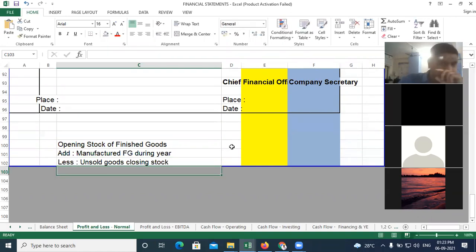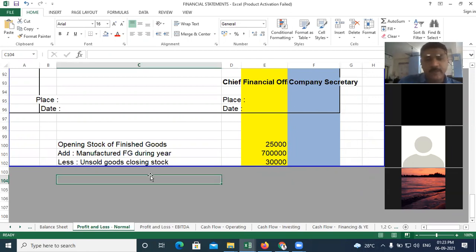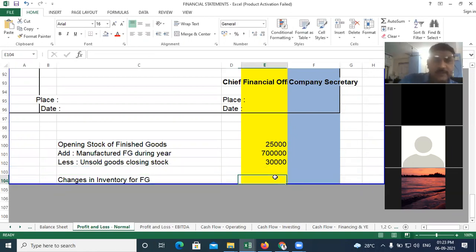Suppose that we had initially finished goods worth, for example, 25,000. In the year we have manufactured 7 lakhs of goods, but at the end of the year we have 30,000 unsold. So your changes in inventory for finished goods would be how much? 7,25,000 minus 30,000, that is 6,95,000, is the changes in inventory for finished goods.